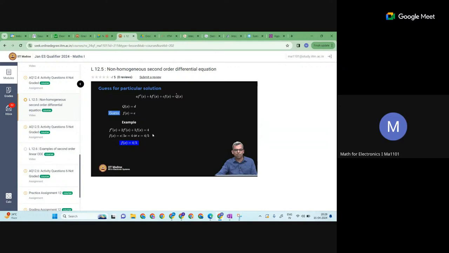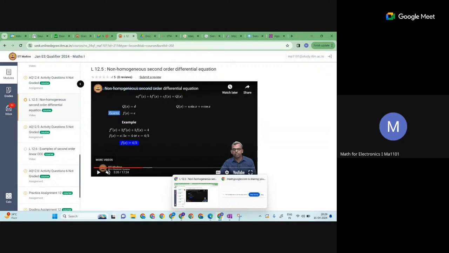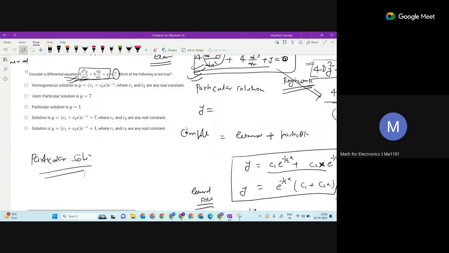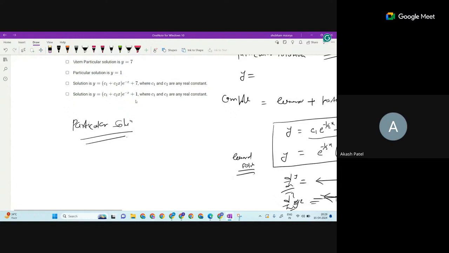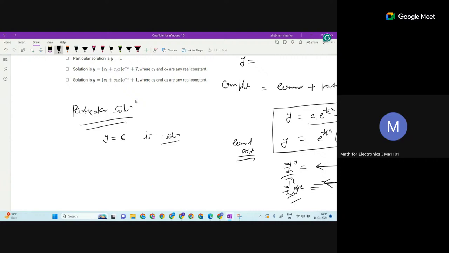Okay, so here is how we'll guess. For example, we have this right side. What is the guess here? We can assume f(x) is equal to some constant c. So let's assume that y is equal to some constant is your solution. Let's assume that y is equal to c, a constant, is your solution.